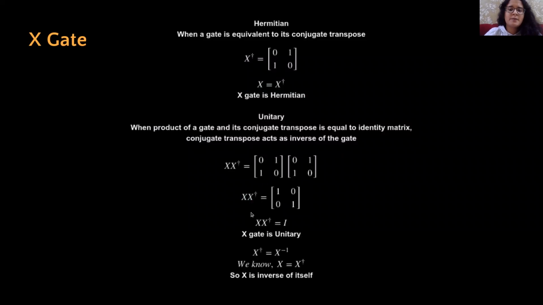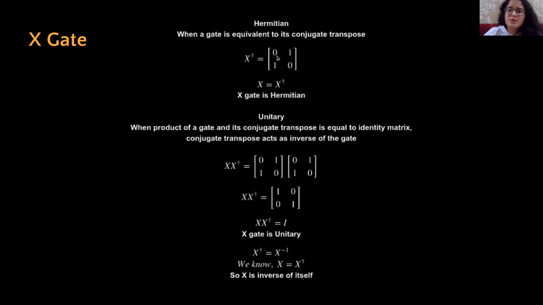Now, two properties about gates that we should know are Hermitian and unitary. Let's see what they are one by one. If we have a gate, and we take its conjugate transpose, and both of them are equal, then our gate is Hermitian. Conjugate here means that the imaginary part of every element in this particular matrix has to change its sign.